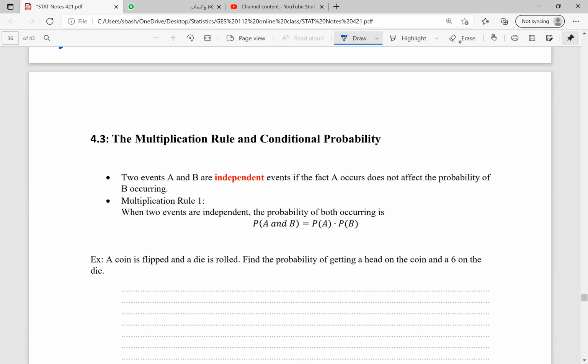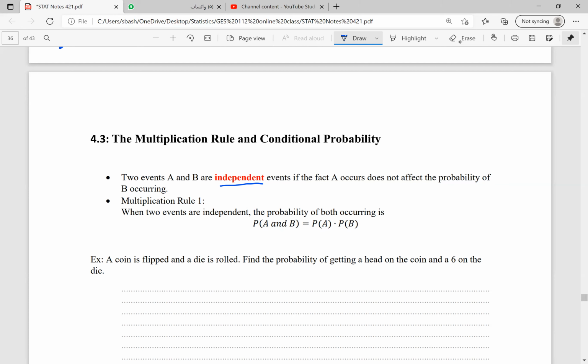For the multiplication rule, we are speaking about dependent and independent events. Two events, A and B, are independent events if the fact that A occurred does not affect the probability of B occurring. If getting A is not affecting the probability of getting B, we call these independent events.